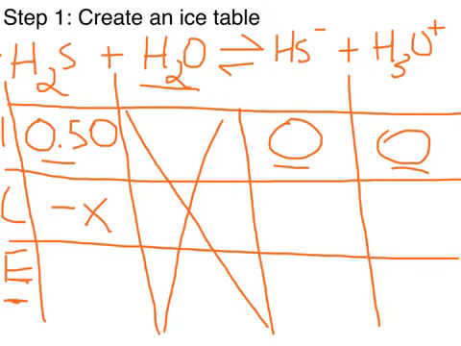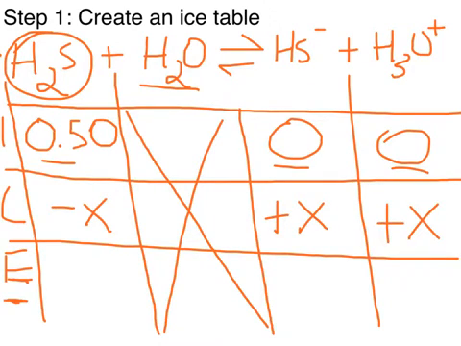Now, why is this being subtracted? Because we know some of this guy right here is going to dissociate and turn into HS minus and H3O plus. So that's why we're putting a minus there. Now these guys are going to get bigger by some factor x. We don't know what that factor is yet, but that's what we're going to find.